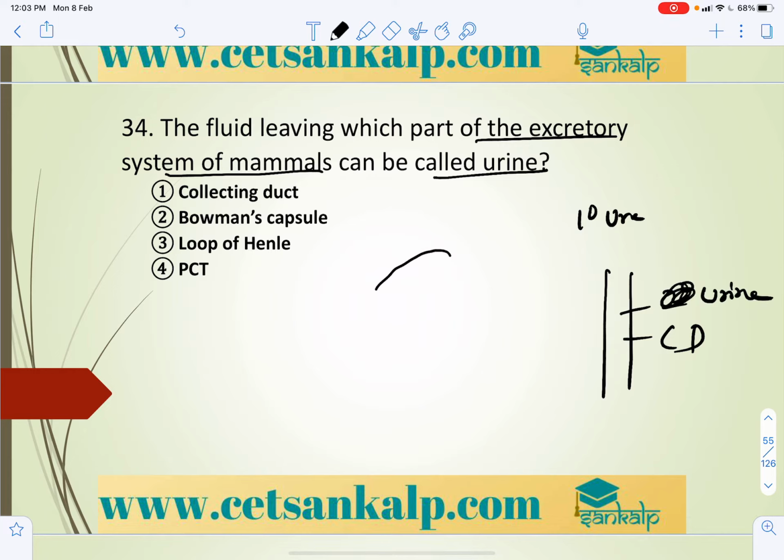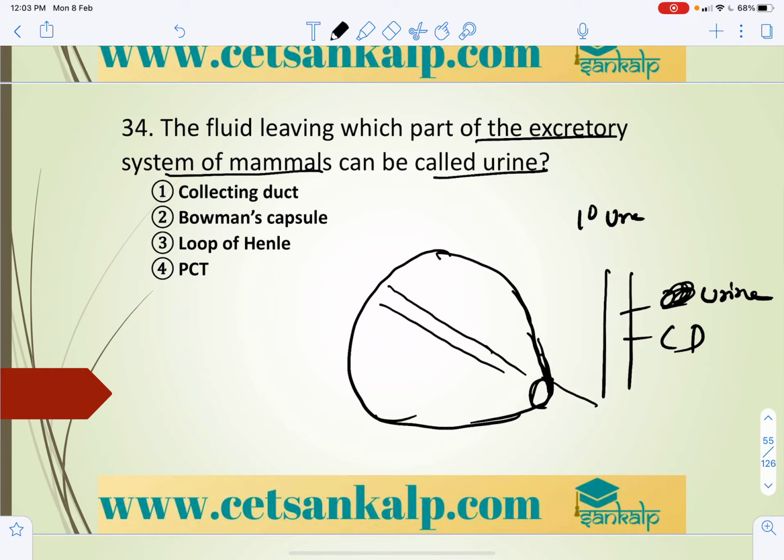So if we look at the pyramid structure, there is the collecting duct that opens through the papilla into the minor calyx.